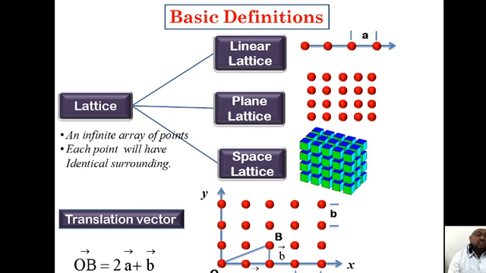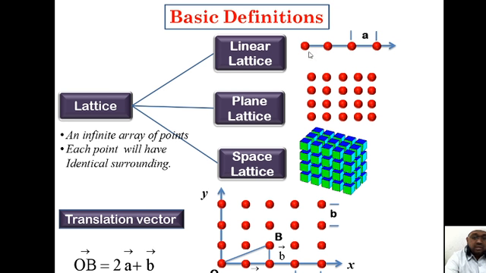Now what we are doing here is that we go for the different lattice forms, starting from the imagination part. We are geometrically imagining how the lattice looks like. So what is a lattice actually? An infinite array of points, and each point will have the same identical surroundings. You can see that shown by this particular figure.